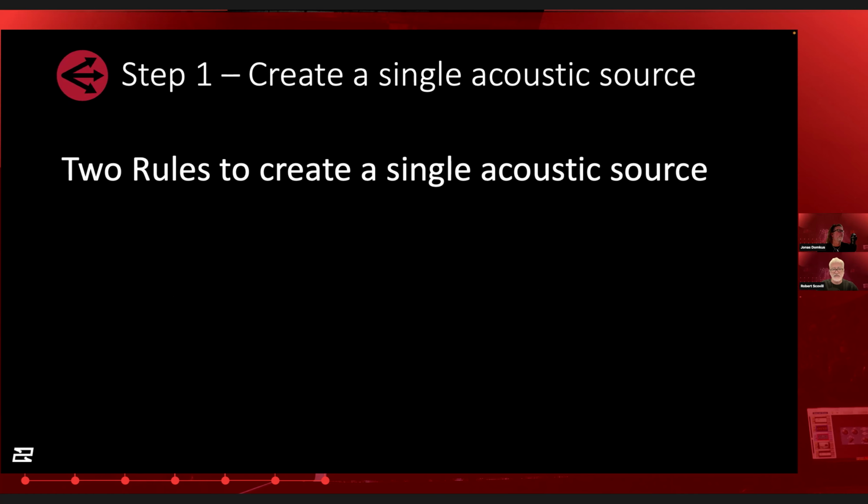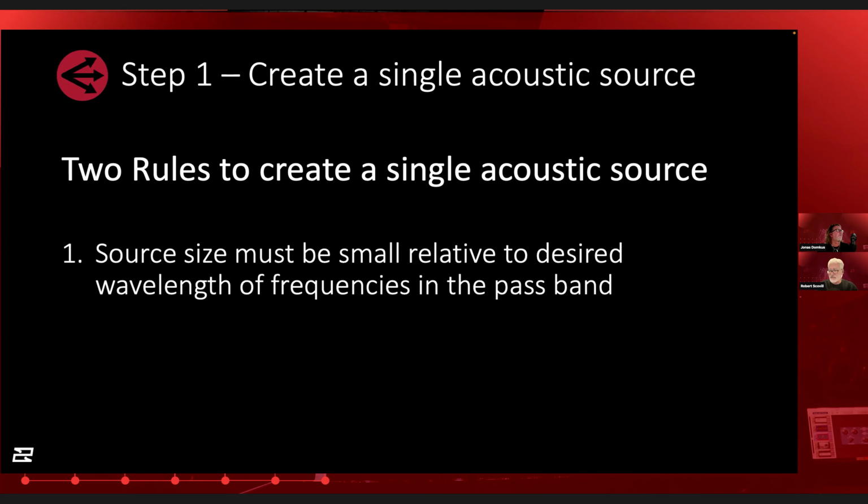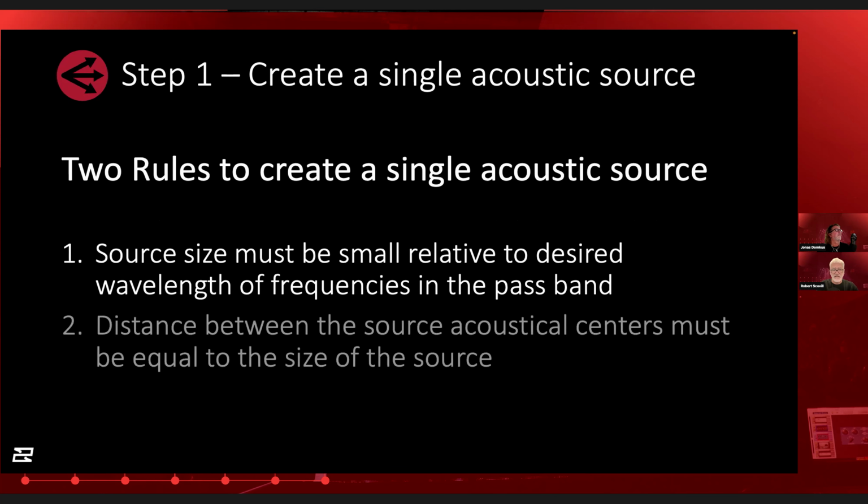How do we create a single acoustic source? The source size must be small, right? It must be small relative to the passband that it is going to present to the audience. The second piece of it is that the distance between the sources has to equal the size of the source, the center spacing between the units. Meaning if we have a 2-inch driver, then it has to be 2-inch spacing between the acoustic centers. 1 inch, it has to be 1 inch. 1/2 inch, it has to be 1/2 inch in order to meet the line source criteria, right?